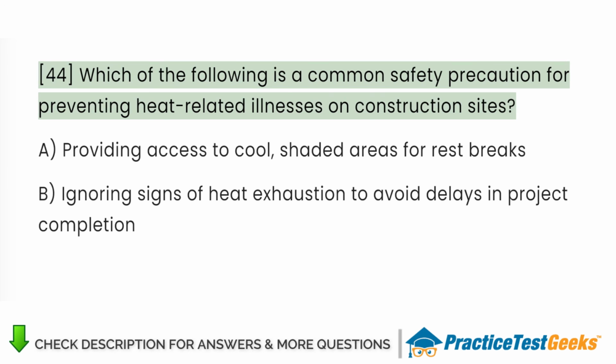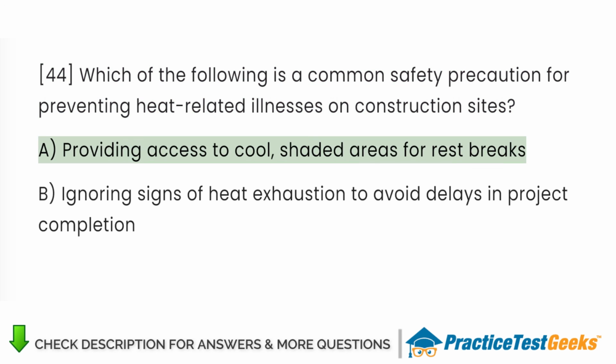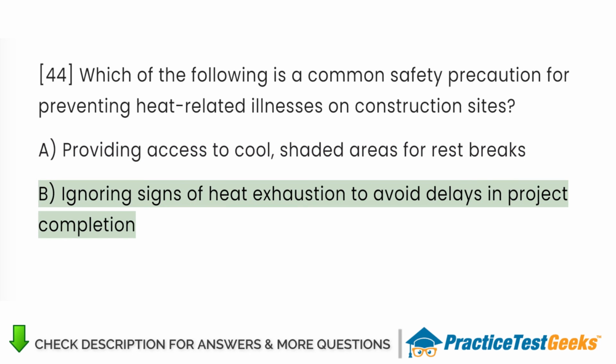Which of the following is a common safety precaution for preventing heat-related illnesses on construction sites? A. Providing access to cool, shaded areas for rest breaks. B. Ignoring signs of heat exhaustion to avoid delays in project completion.